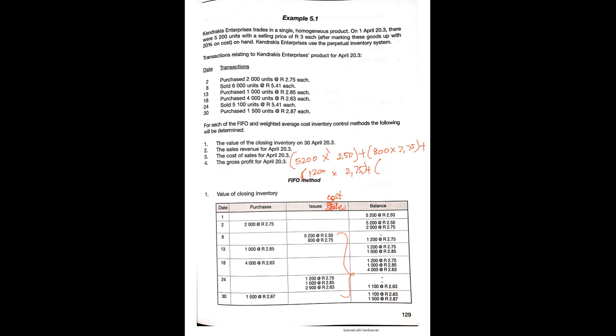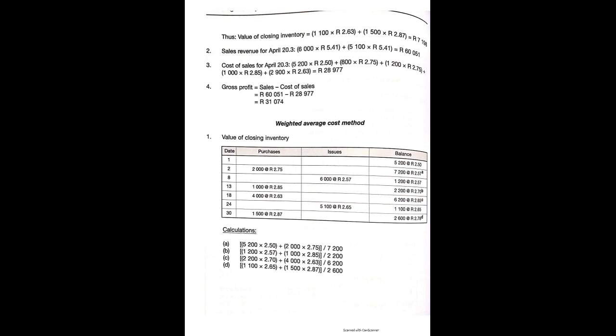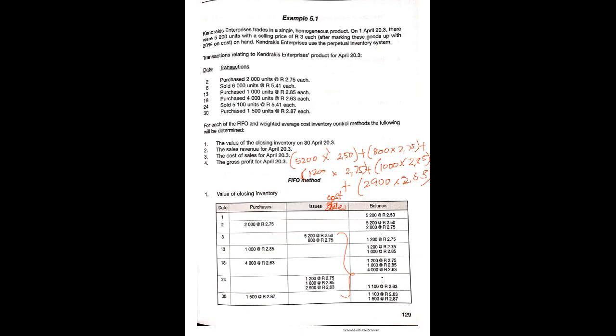The last one is 2,900 at 2.63 rand. Oh, what did I write, y'all? Okay, so that's your cost of sales, and here's the amount for you here as well. Your cost of sales is 28,977. And the last question had asked you to determine your gross profit.